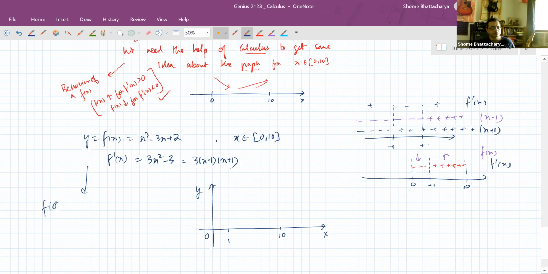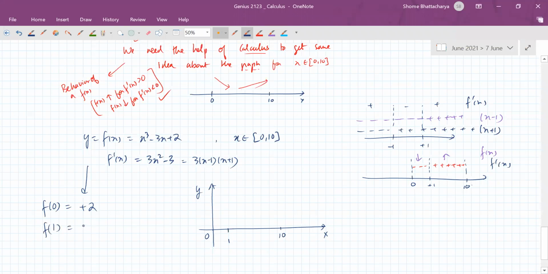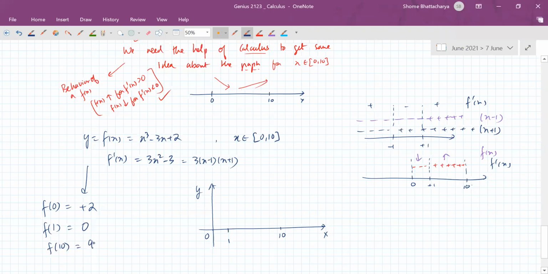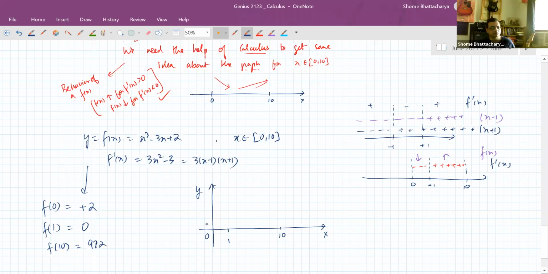f of 0, and how much is that? It's plus 2. I need to analyze f of 1, and how much that is? 0. Very good. Okay. And I need to analyze f of 10, and how much that is? 972. Okay. So it's this type of a function. I'm not worried about the rest of the graph, but just looking at this part, it will probably be something like this. Okay. Not drawn to scale, because obviously 972 is a very large number.